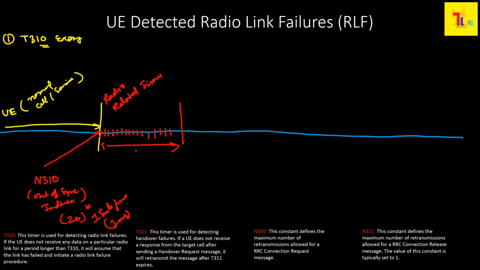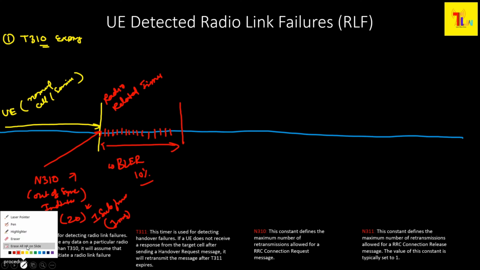And when exactly will it start? At this particular point when we are telling that it is out of sync, at that particular time your BLER will be bad. Or you can say we can set more than 10%, and then it will start counting. So this is your radio related issue. And once this radio problem is detected and it is not able to recover, then what will happen?